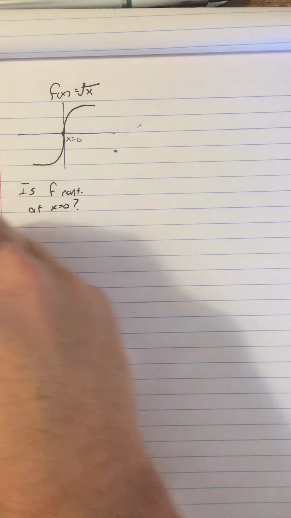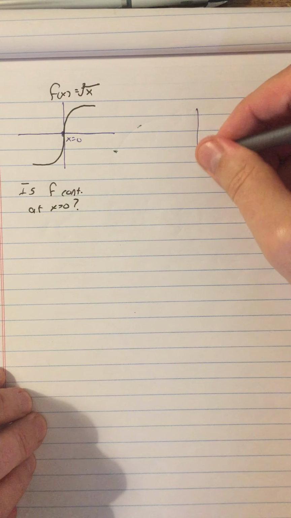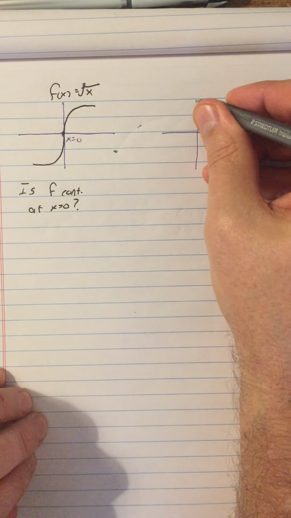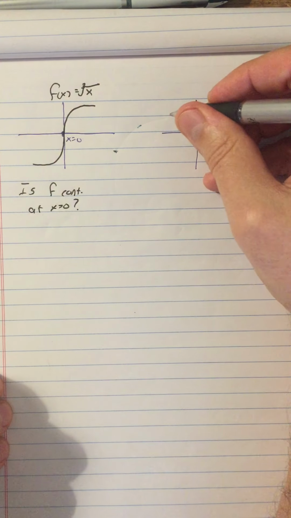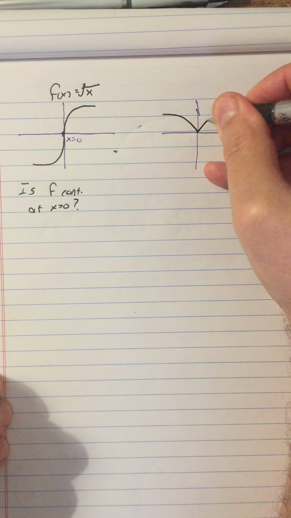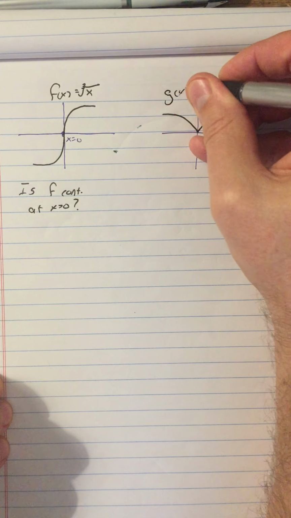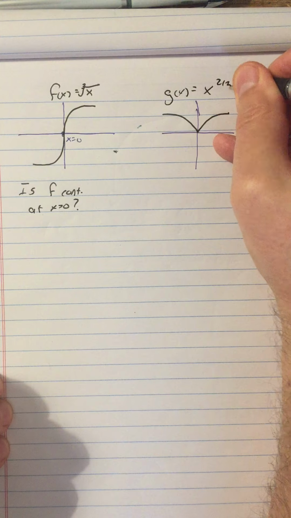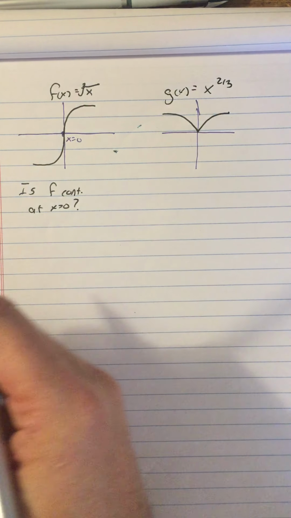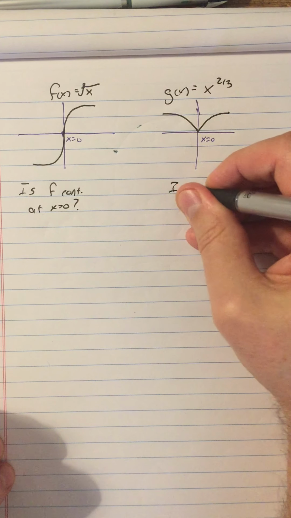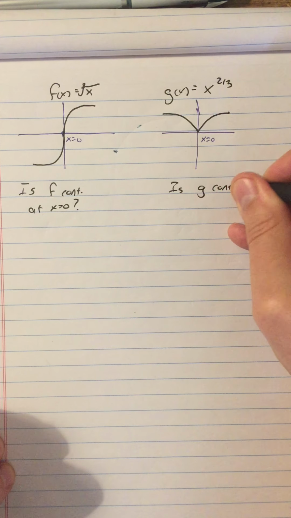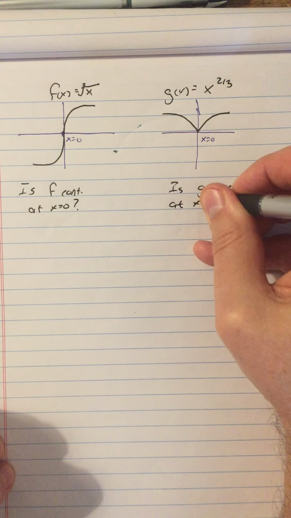at x equals 0? And then look at the other function that we had, x to the 2/3 power, right? So this function, g of x equals x to the 2/3 power. And here's x equals 0 right here, because that's the origin. Is g continuous at x equals 0?